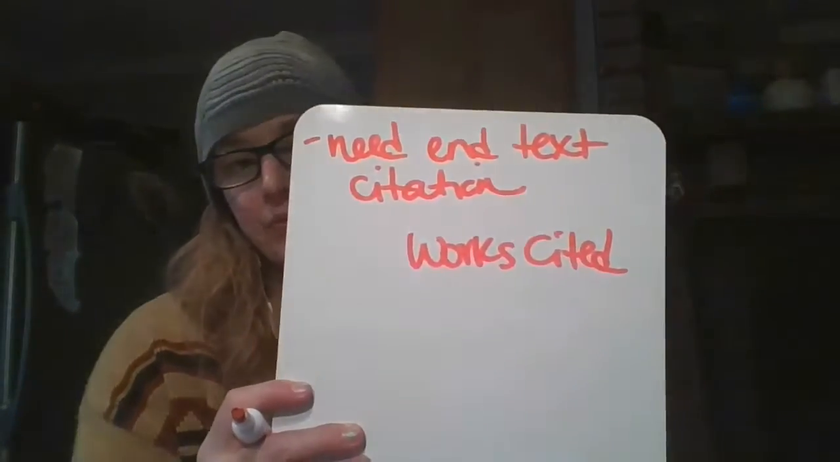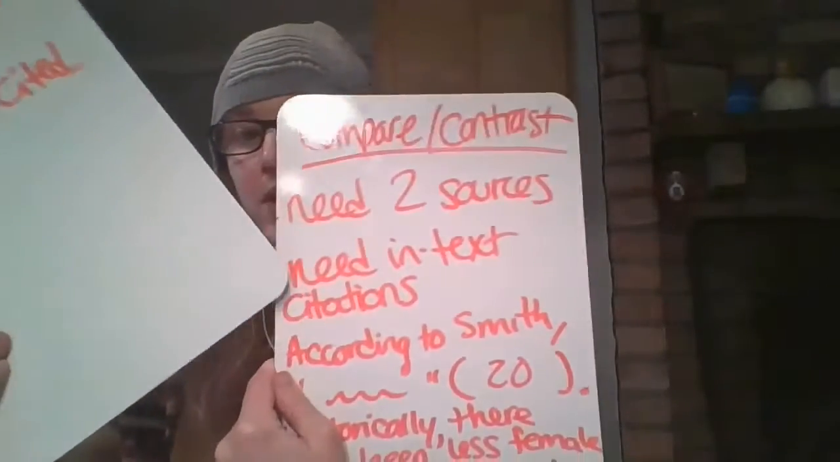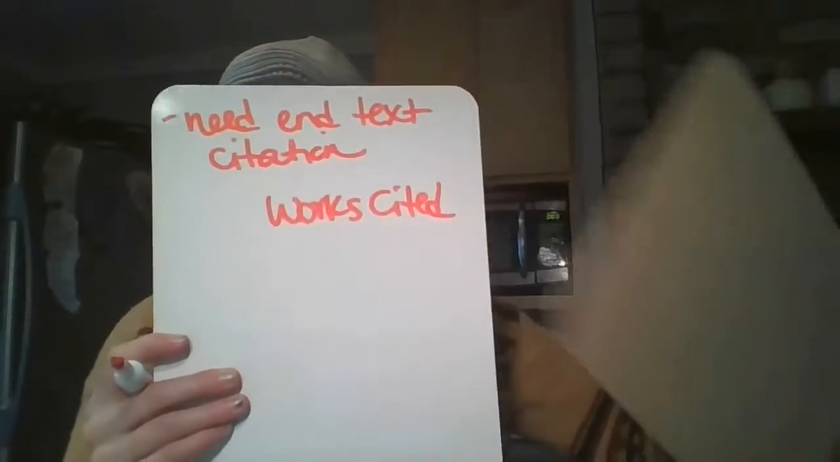All right. You also need end-text citation. That's going to be your works cited. It's in alphabetical order. Okay. So you need the two sources, you need the in-text citations, and you need the works cited at the end of the paper. Now, some of you are confused because I've been talking about a paper and a presentation.